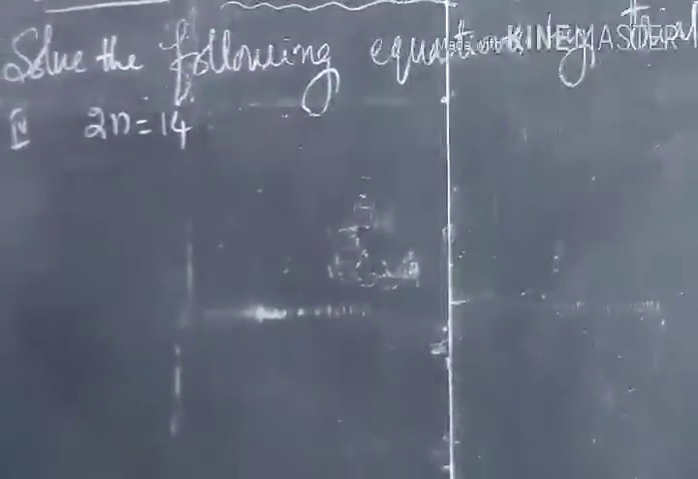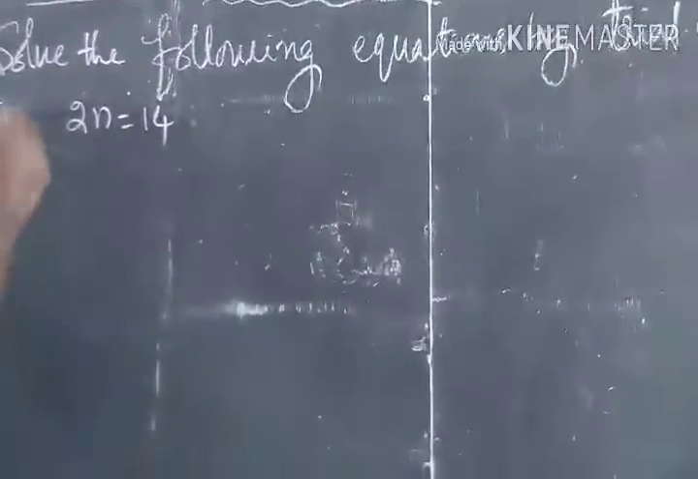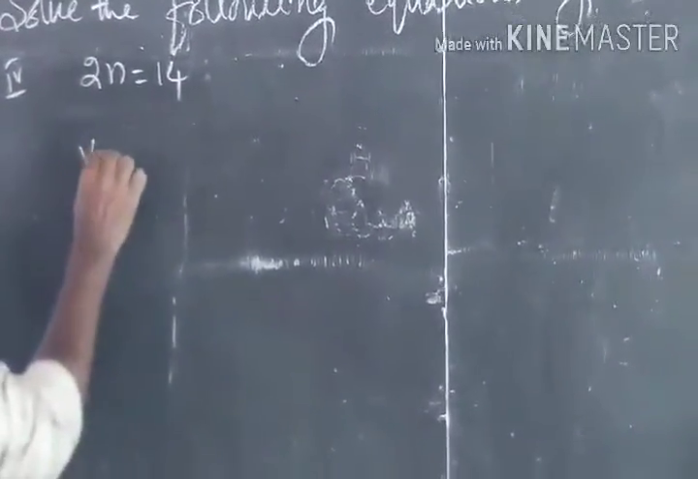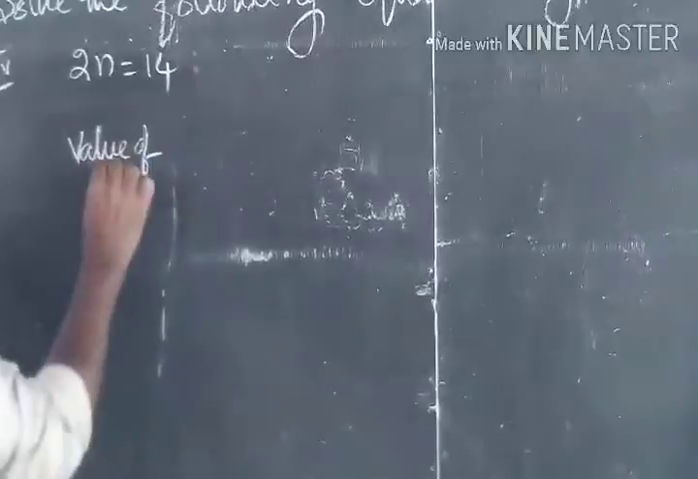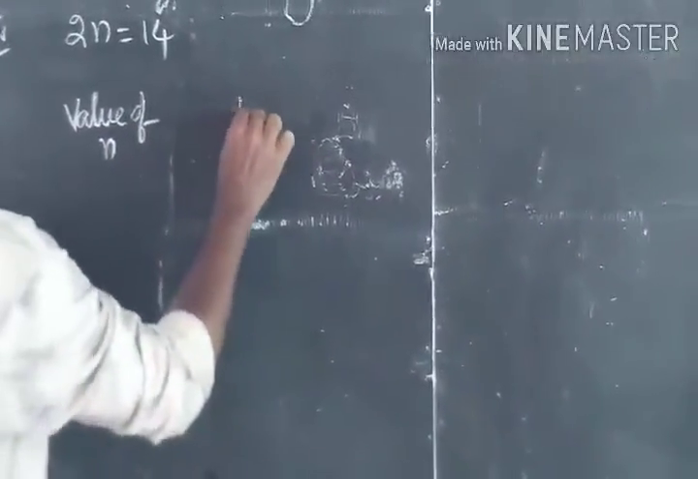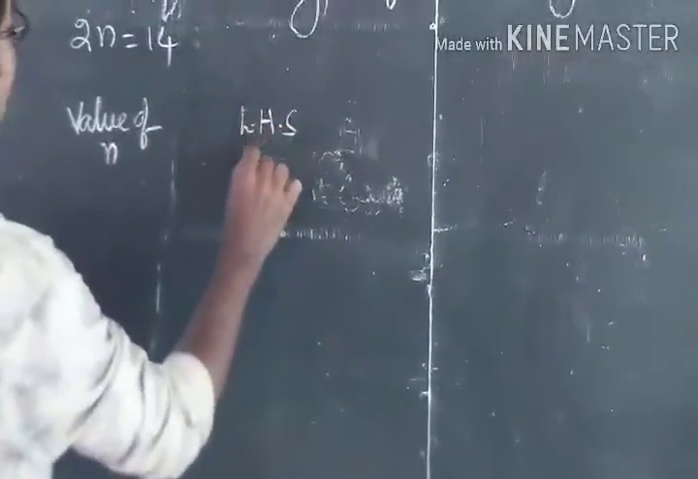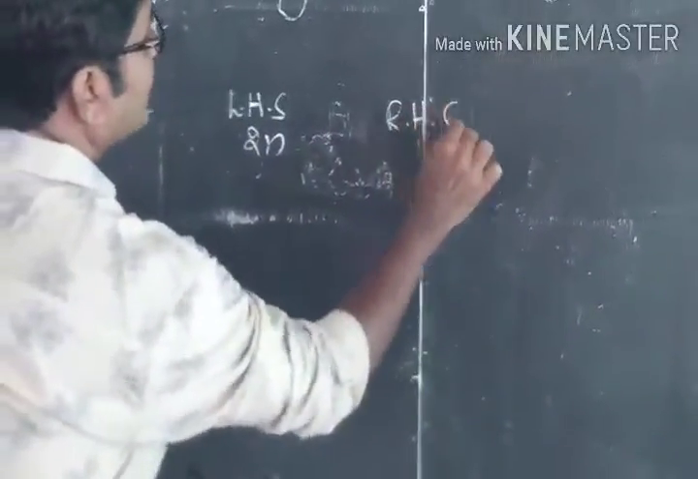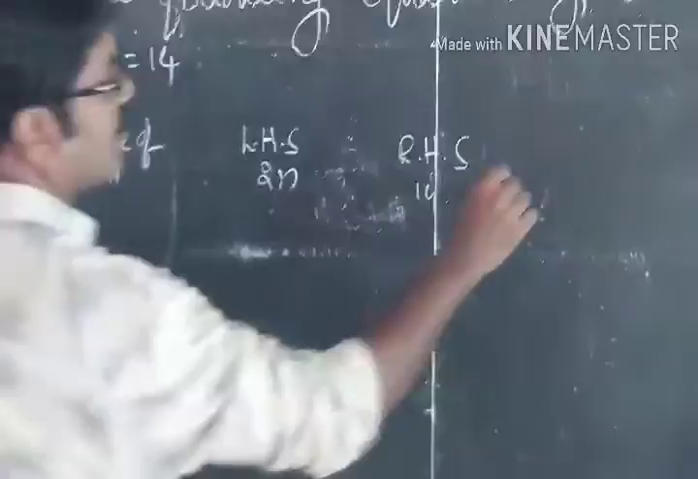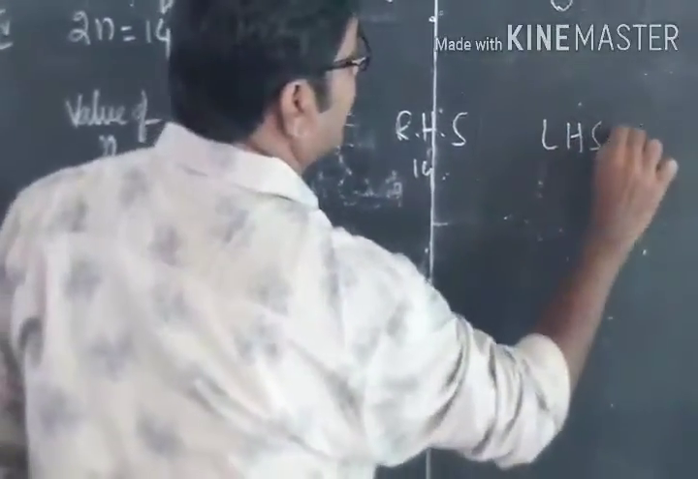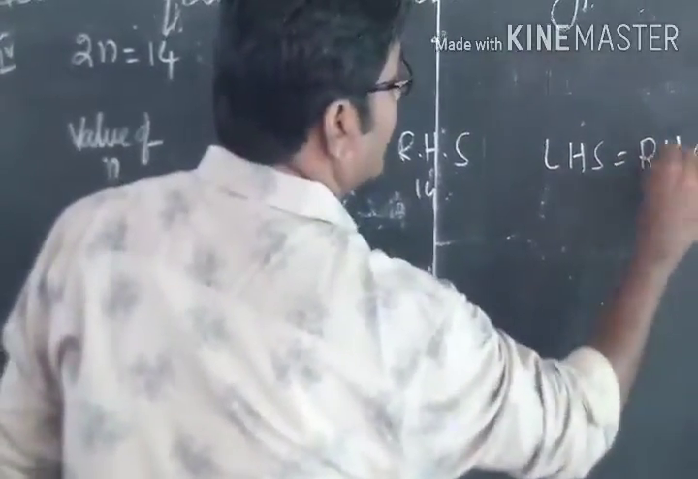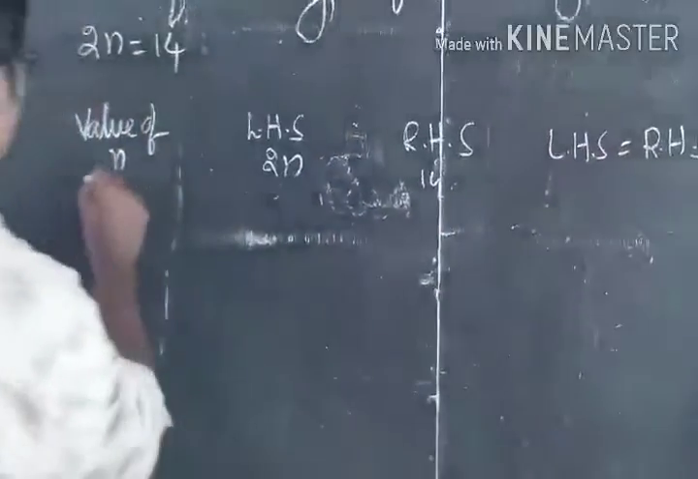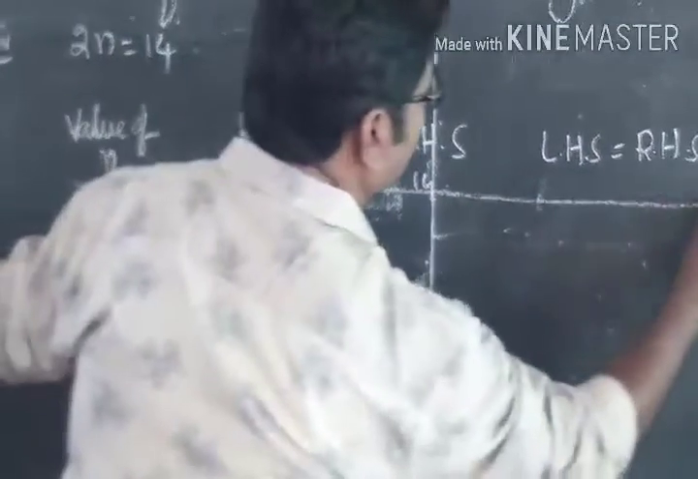Okay children, second sum: 2n is equal to 14, same model. First the value of n, then LHS, which means left hand side, given as 2n. Next RHS, given as 14. LHS should be equal to RHS. First, draw the table. This is the table.